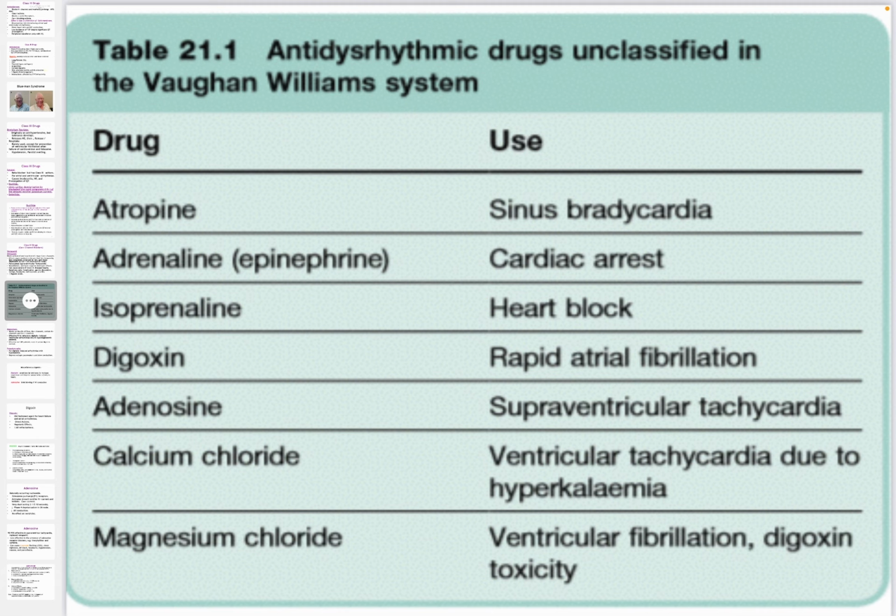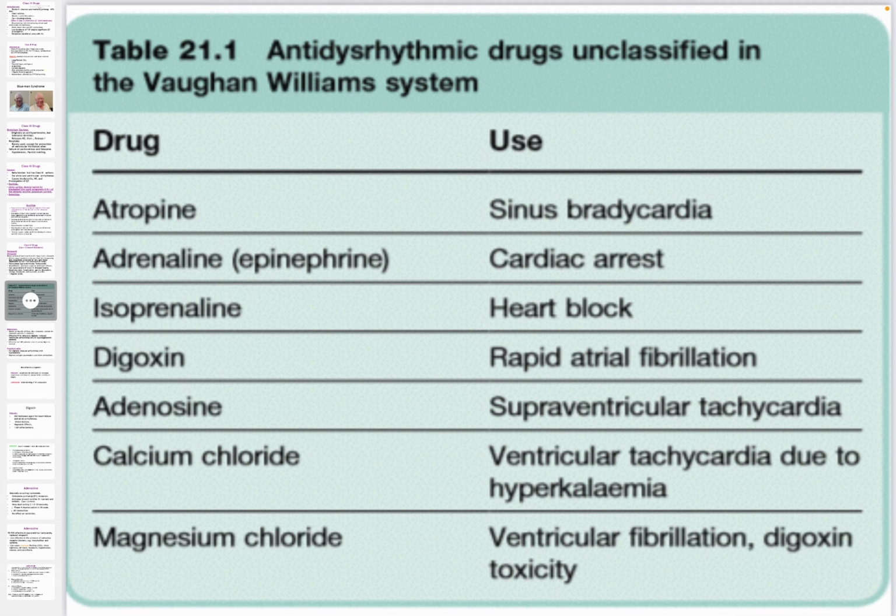So now this table covers something else. Please, I'm going to postpone it for a bit. So it talks about the antiarrhythmic drugs unclassified in the Vaughan-Williams system. Some drugs are mentioned that are not part of the classification we talked about, which are atropine, adrenaline, isoprenaline, digoxin, adenosine, calcium chloride, and magnesium chloride. What I'm going to mention in this table is atropine.